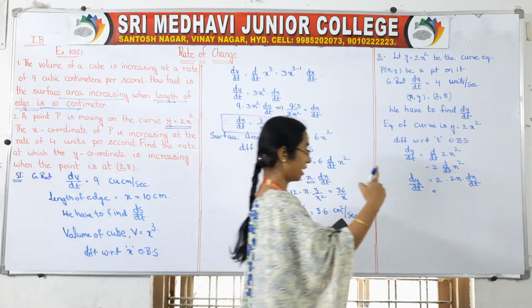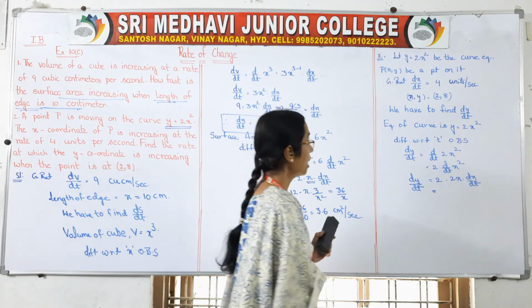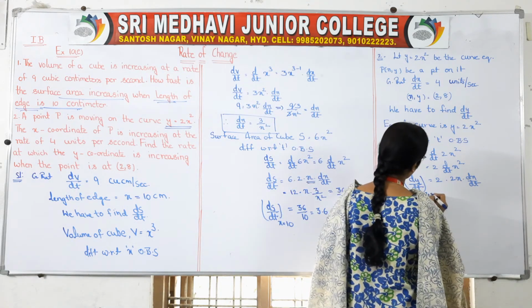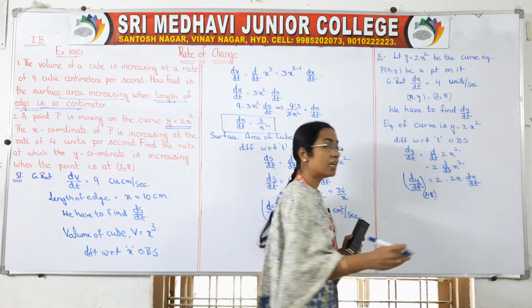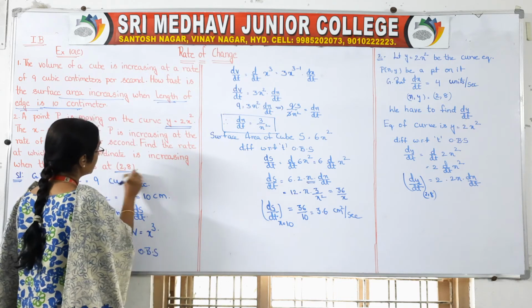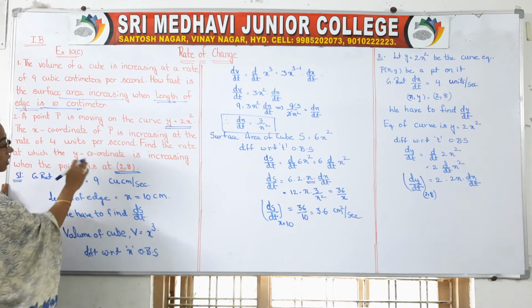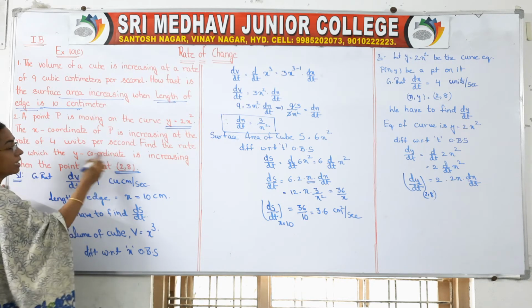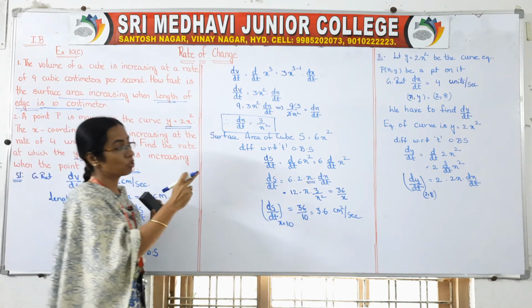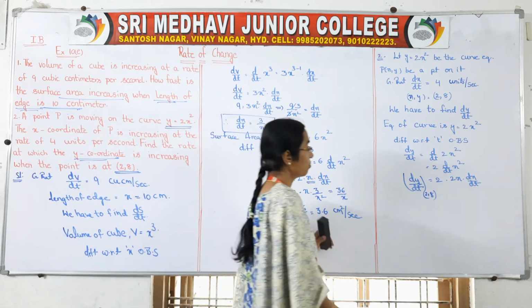So here we got the x value, at x is equal to 2, or you can write the point also, you can mention that point 2 comma 8. What is the rate at which the y coordinate is increasing at 2 comma 8? So nothing but dy by dt at 2 comma 8 we have to find.